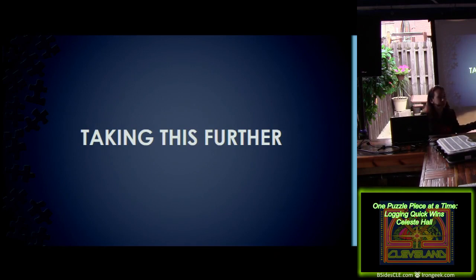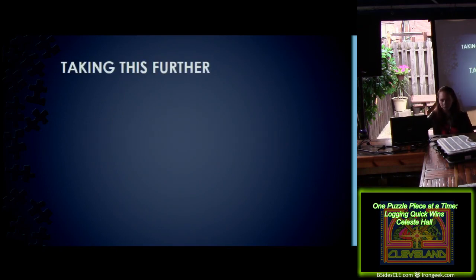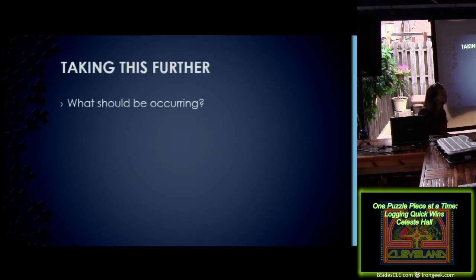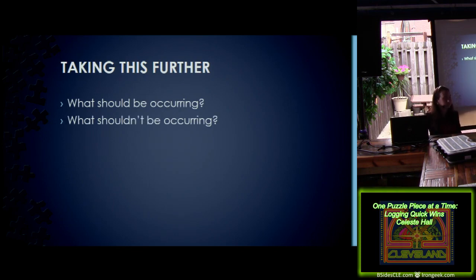There's a couple ways that you can take this: implement all those, and then keep going with it. A couple questions to ask yourself. What should be happening in our systems? If it's not happening, is that a problem? What shouldn't be happening in our systems? That's definitely a problem. And then check for any anomalies. Are there any severe spikes or dips in activity?